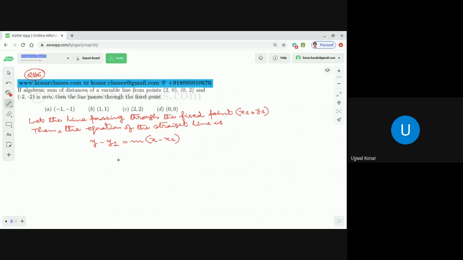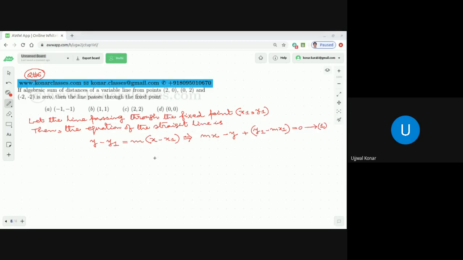So let's first represent this equation in the form of ax plus by plus c is equal to 0. That means it is m into x minus y plus y1 minus m into x1, that is equal to 0. So suppose this gives equation number 1.